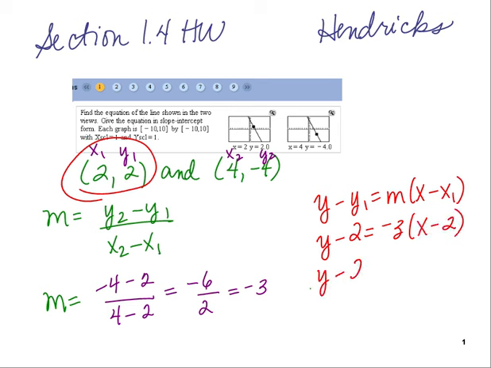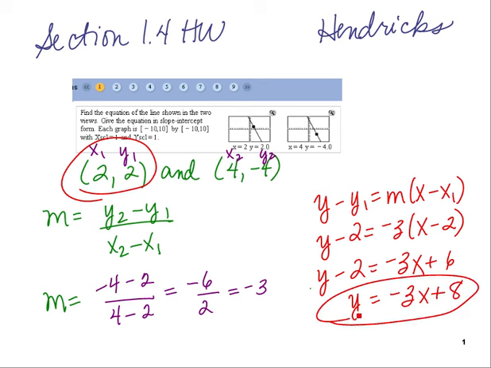Now we just need to clean this up, distribute on the right, be careful with signs, so y minus 2 equals negative 3x plus 6. Add 2 to both sides to get y is equal to negative 3x plus 8. So this is the equation in slope-intercept form.